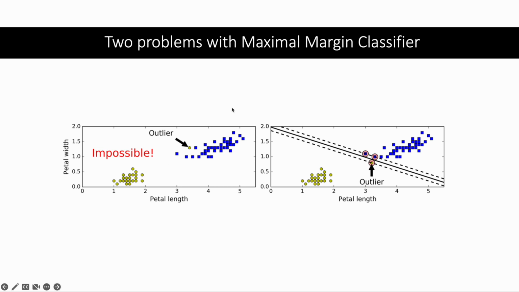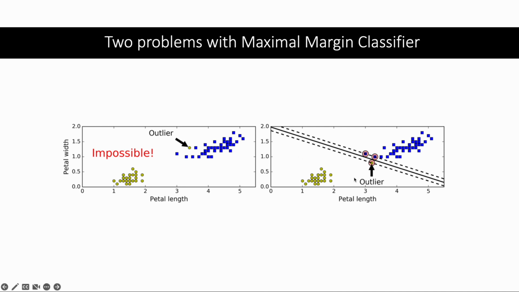Maximal margin classifier is a linear decision boundary, right? There is no way we can put a linear decision boundary and separate these two data sets cleanly. No matter how hard we try, we will not be able to do it, because this point is deep within over here. So that is the first problem: it doesn't scale well to outliers. One outlier and this algorithm fails.